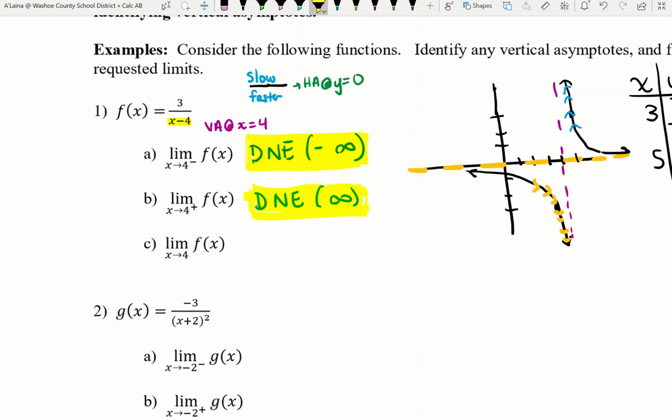If I look at the two-sided limit, we are going in 2 different directions. And since we are having different behaviors on the left and the right side, we're going to say this does not exist. And we're not going to put positive or negative infinity because the behaviors are different. So if the behaviors are different, you will only say does not exist.